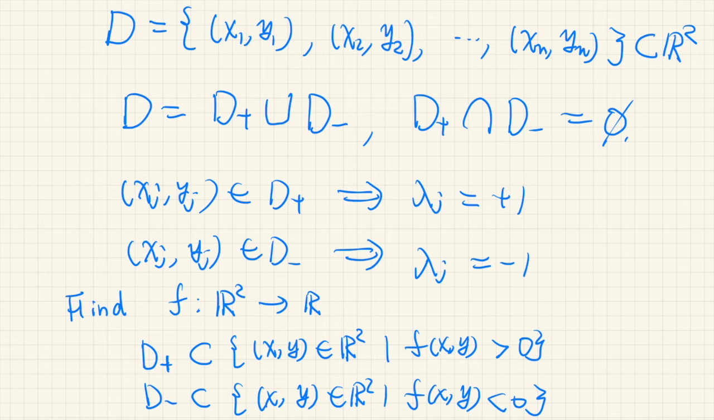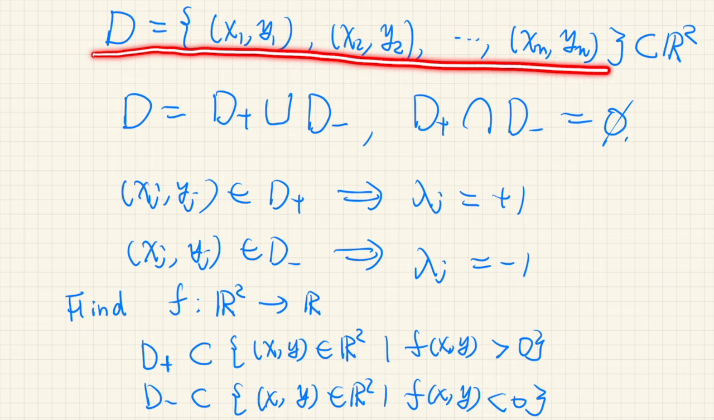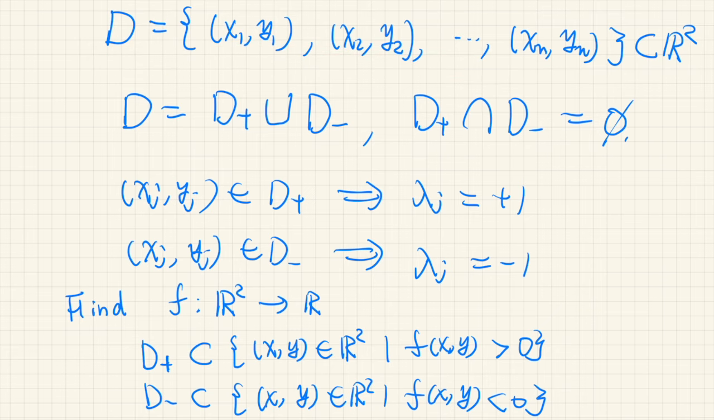Alright, in this video, we study how we can apply the kernel method to nonlinear classification problems. Suppose we have the set D of two-dimensional points, which is partitioned into two parts, D plus and D minus, which are mutually exclusive or disjoint. And each of these points is labeled by lambda j. When xj, yj belongs to D plus, then the label is positive 1. Otherwise, the label is negative 1.